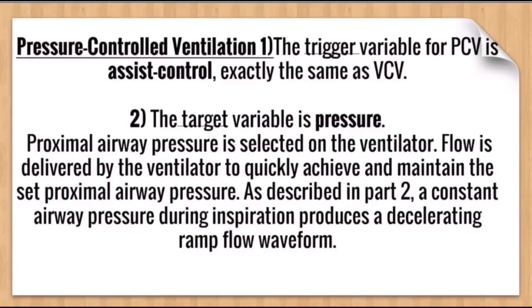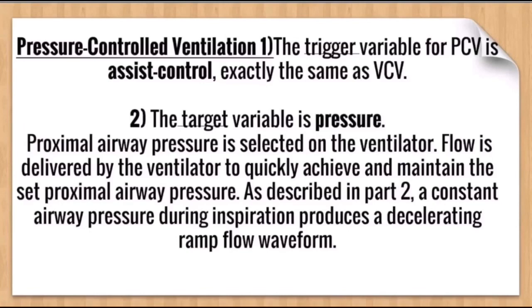Now, pressure control ventilation. First, that is trigger. The trigger variable for pressure control ventilation is assist control, exactly the same as that of volume control ventilation. So the trigger in volume control is assist control, and here also in pressure control ventilation, the trigger is assist control.